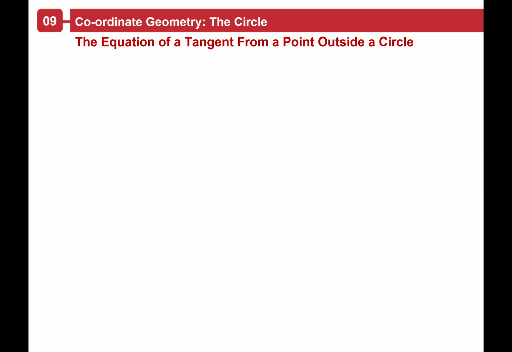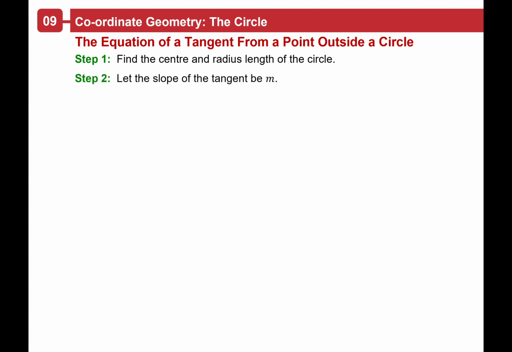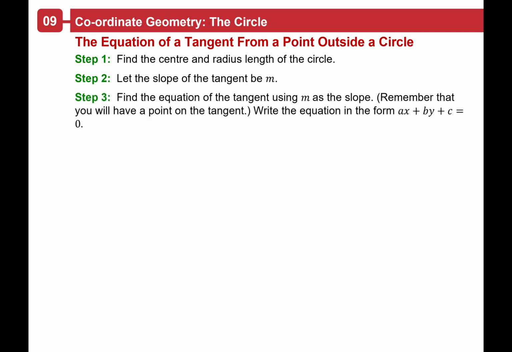Okay, let's try another one. We want to find the equation of a tangent from a point outside the circle. Step 1. We must find the centre and the radius length of the circle. Step 2. Let the slope of the tangent be m. Step 3. You will find the equation of the tangent using m as the slope. Remember that you will have a point on the tangent, and you'll write your equation in the form of ax plus by plus c equals 0.